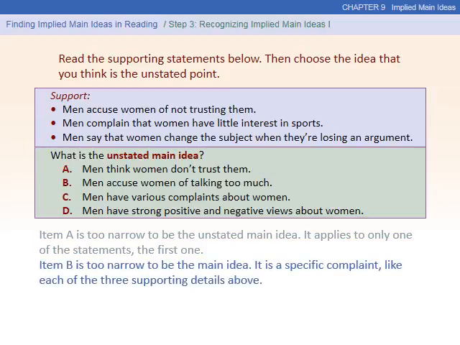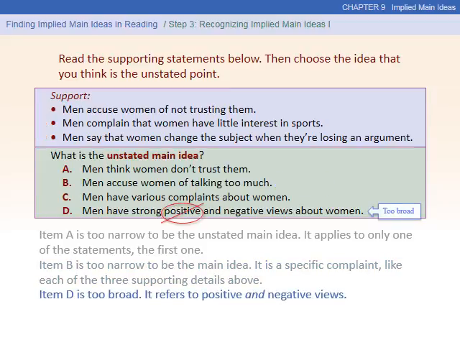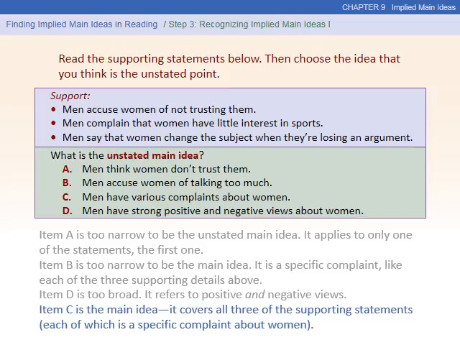B is too narrow and it's not supported. And D is too broad because it refers to positive and negative. So our best answer here is C.